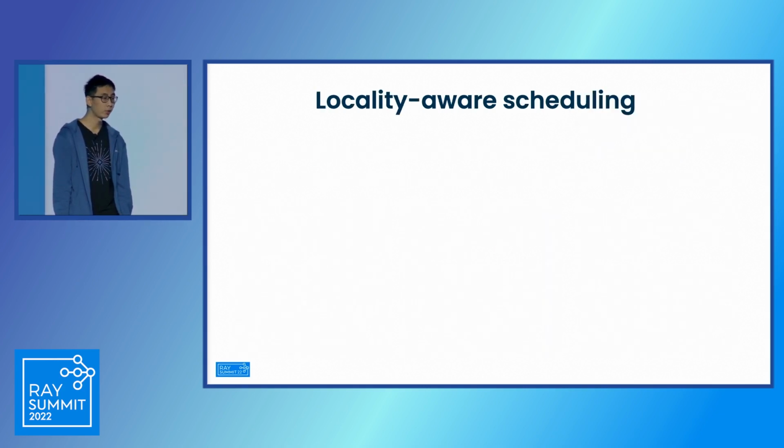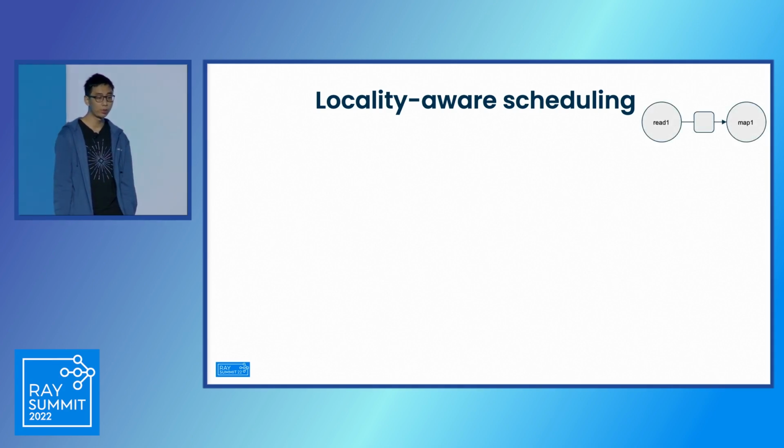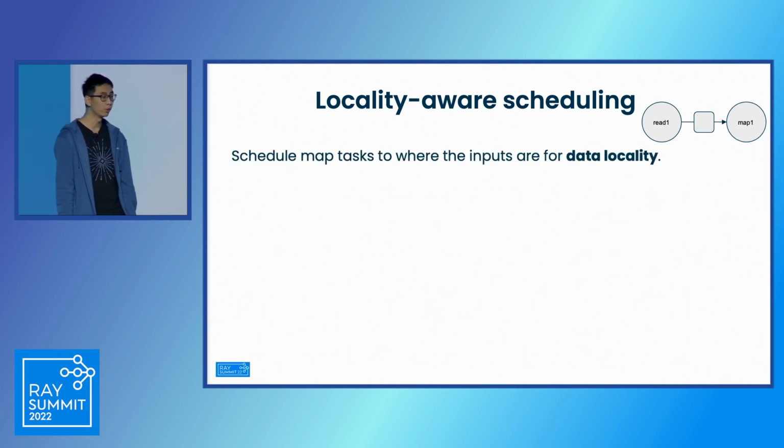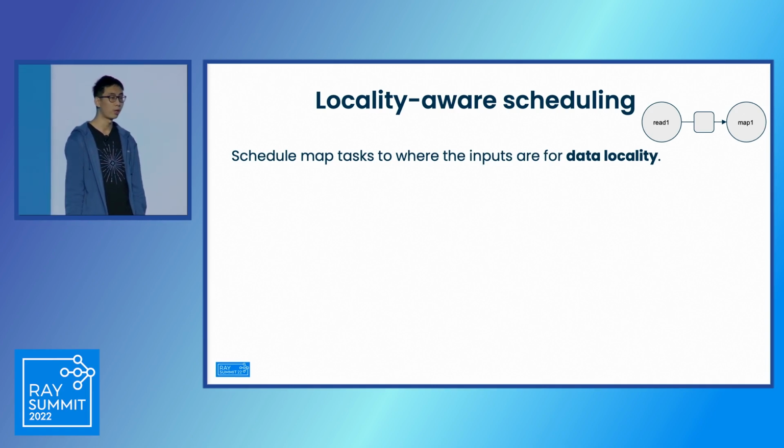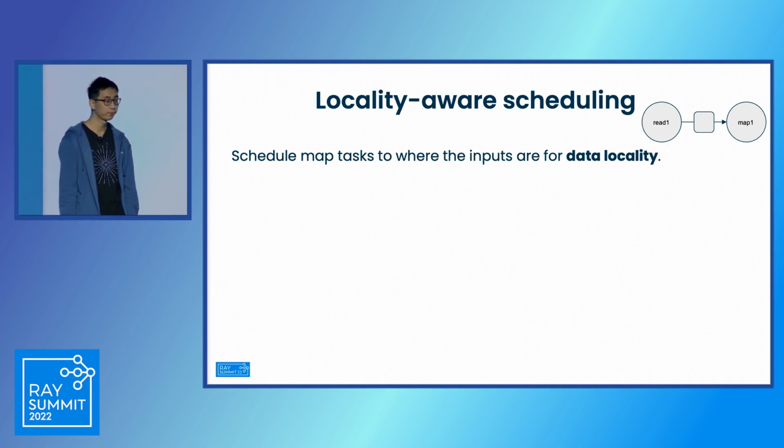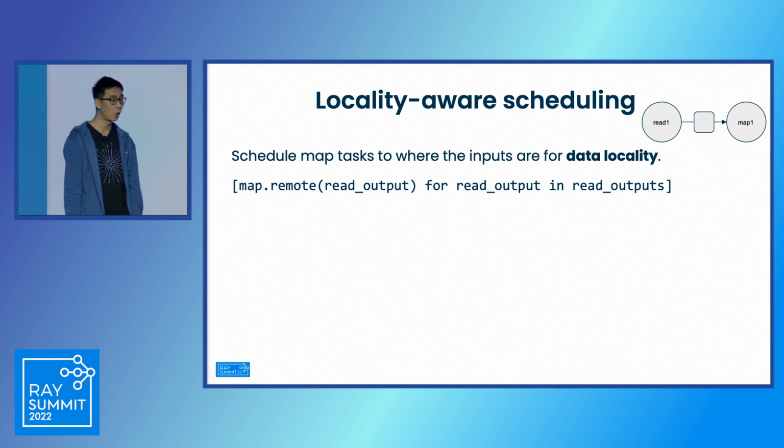The second scheduling strategy is locality-aware scheduling. As an example, here we want to schedule a map task that processes data loaded by its upstream read task. We want to schedule the map task to where the inputs are to avoid data movement. This is how you can do it in code.